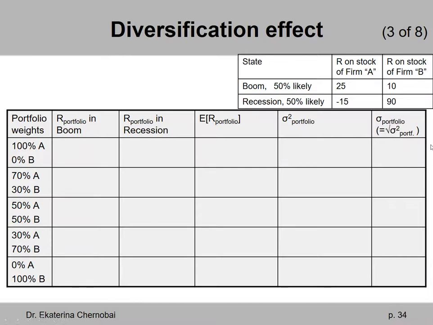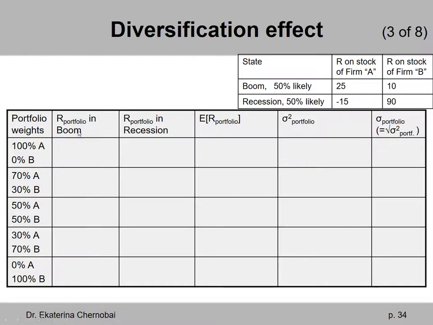So the first entire row is the first portfolio, in which 100% of our money is invested into A. Essentially, it means just A. And then the next rows are the other 4 portfolios. So what are we going to be doing for each row, for each portfolio? Return on the portfolio in the boom state, return on the portfolio in the recession state, expected return on the portfolio, and then portfolio variance and portfolio standard deviation. The last row is the fifth portfolio, which is 100% stock B. So that's just stock B, right?